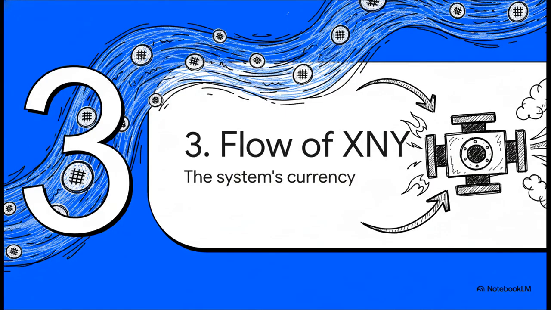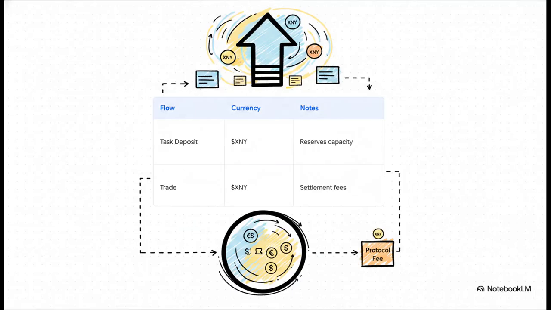Let's move to Section 3 and see how this builds the flow of the X and Y token, the system's currency. If the policy levers are the control panel, then the X and Y token is the high-octane fuel pumping through this economic engine. Let's do a little follow-the-money exercise to see exactly where tokens sink into the ecosystem.